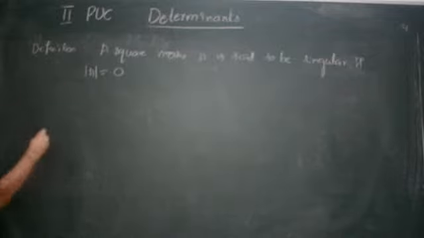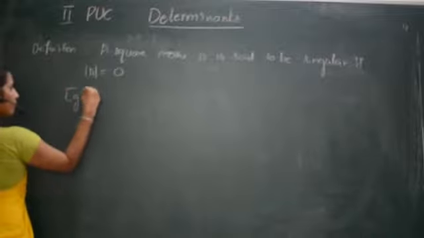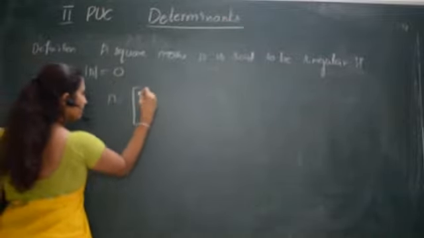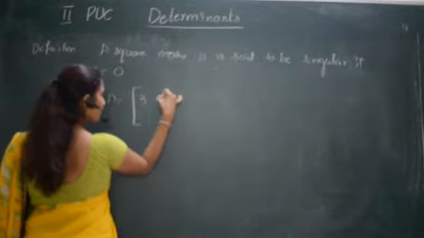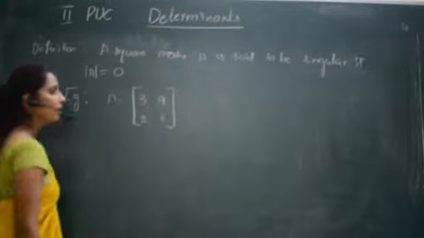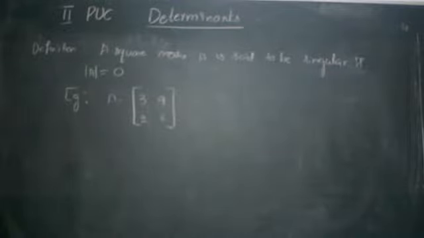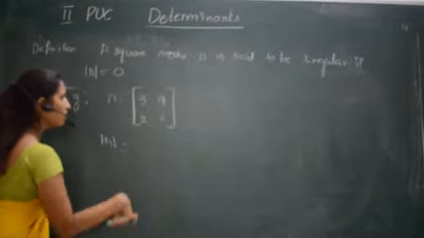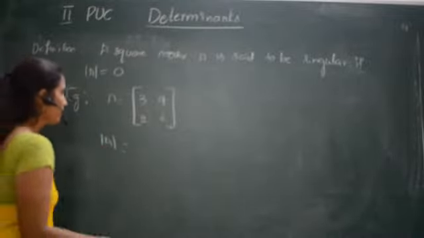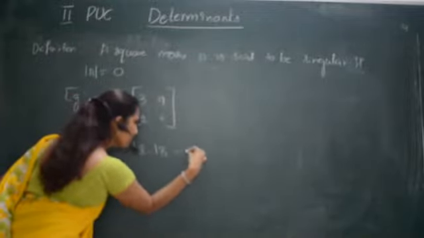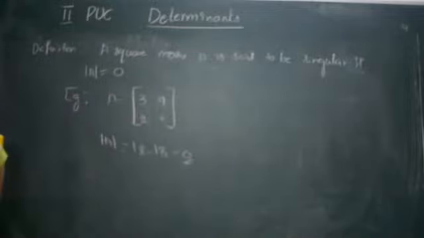For example, if I consider this matrix A, what is the determinant of this? Determinant of A is equal to 3 times 6 is 18, minus 9 times 2 is 18. So 18 minus 18 equals 0. Therefore, this matrix is called a singular matrix.